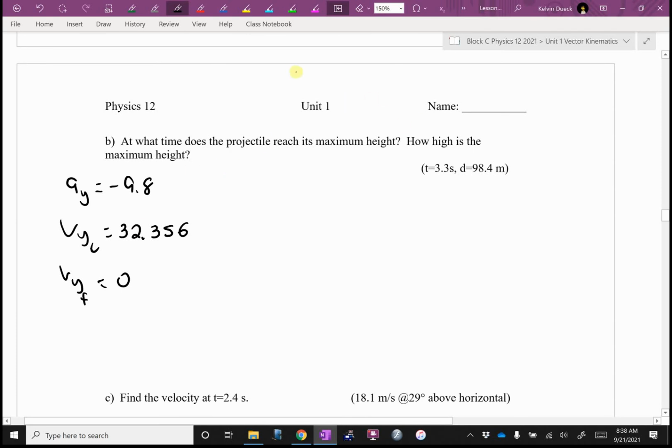So I'm going to call this part i, because there's also how high. I'll call that part ii. So let's answer part i here. I'm looking for an equation that's got a t, a Vi, a Vf, and an a in it. There is one. How about t equals Vf minus Vi over a?